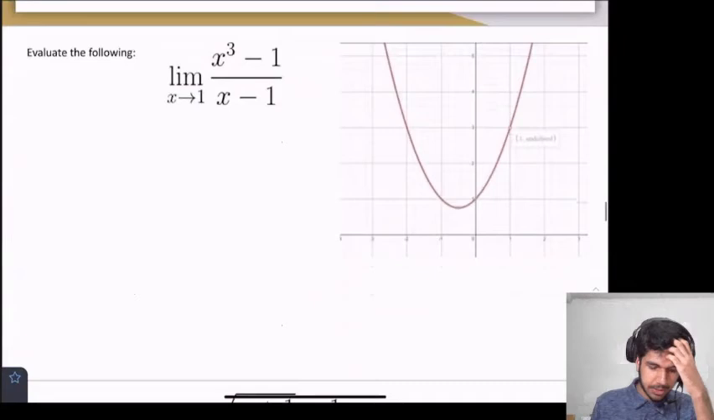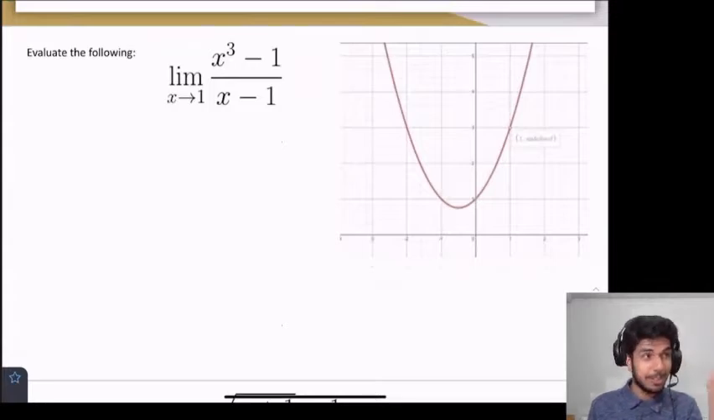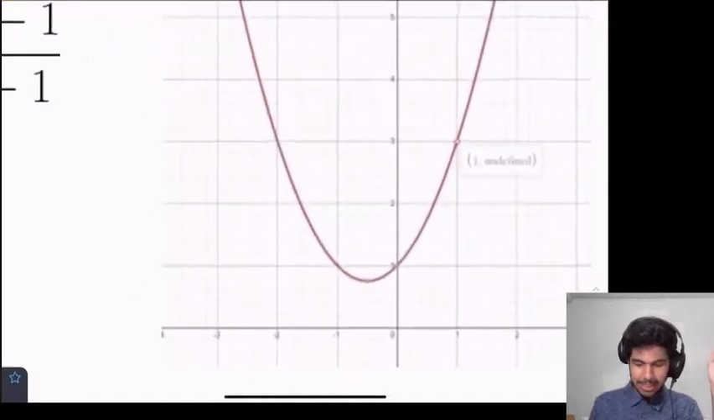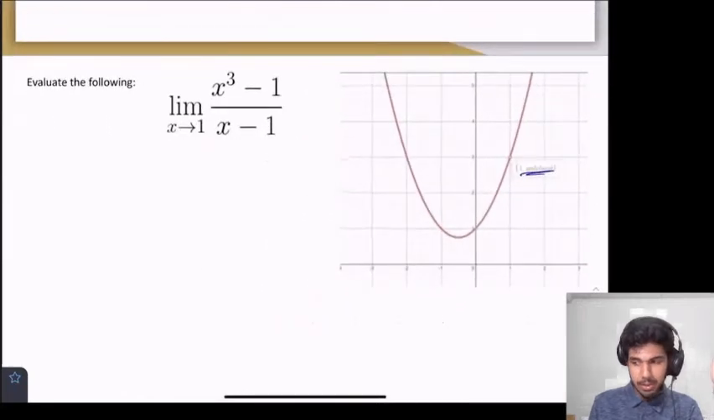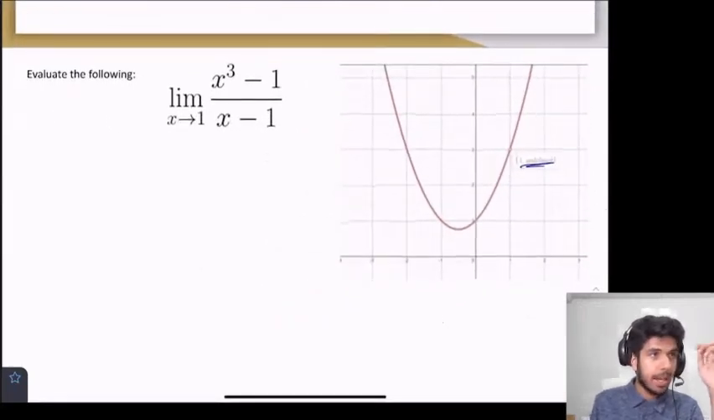Evaluate the following limit: the limit as x approaches 1 of x cubed minus 1 over x minus 1. This is actually the second example that we did with the table. It's the same exact function, and we see that it's graphed here, but at x equals 1, it's undefined. So this is a function that is defined everywhere except at one point. It has a hole, right? So how can we solve this?